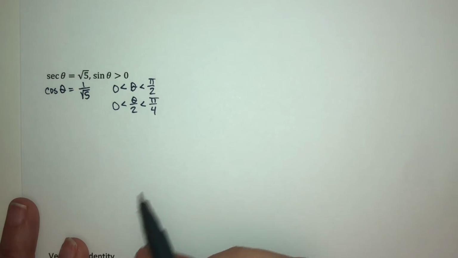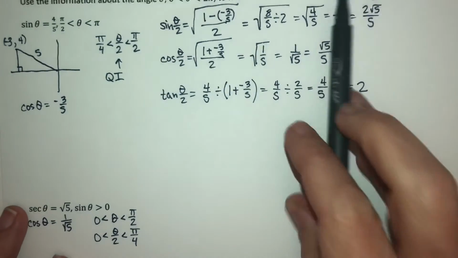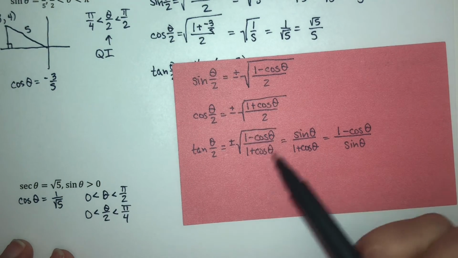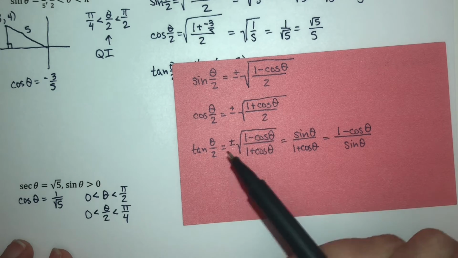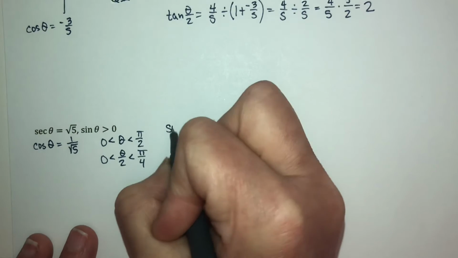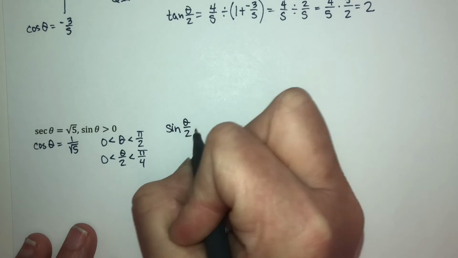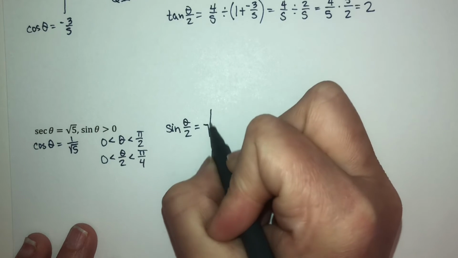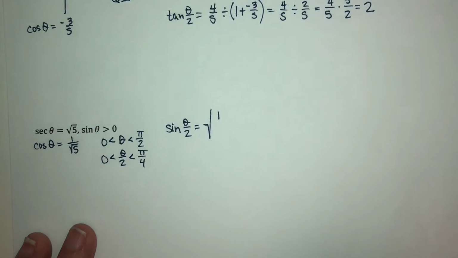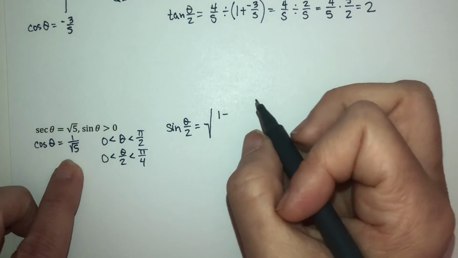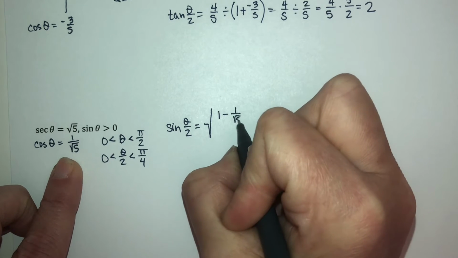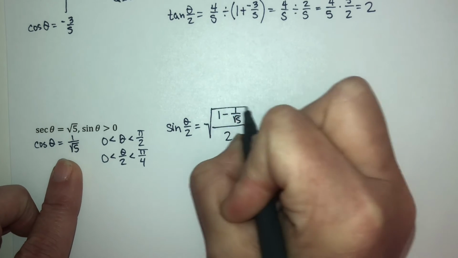Okay? Now, to find each of the half angles, knowing your cosine value is enough. You don't need to know your sine value or your tangent value to find any of those. Cosine is enough. So sine of theta over 2 is going to be the positive square root, because we're in quadrant 1, of 1 minus cosine of theta, so 1 minus 1 over the square root of 5, all divided by 2.